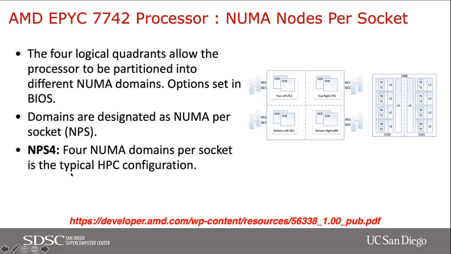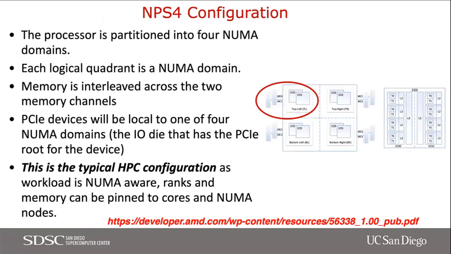And for the HPC workloads, the best option is to do an NPS 4, which is 4 NUMA domains per socket. The way this works is the processor is partitioned into 4 NUMA domains. So you have 2 CCDs and 2 memory channels in each of the NUMA domains. This lets you, if you do the binding right, get scaling out to all 4, the full socket, because of the memory channels being split this way.